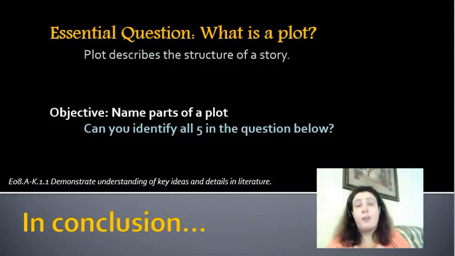So let's wrap things up. Did we answer our question, what is a plot? We sure did. A plot describes the structure of a story, but remember, not all plots are created equal, even though they have the same 5 basic parts. Can you identify the parts in the quiz below?